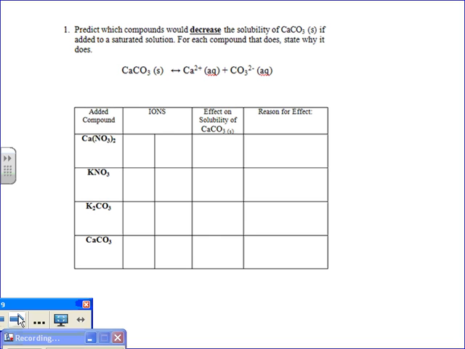So I'll just pick one here, for example, like potassium nitrate. If I added some potassium nitrate to this equilibrium above, the ions that I would be adding are potassium ion and nitrate ion. What would the effect on solubility here be? Well, none, because I'm not adding any extra of either common ion. So there would be no shift.